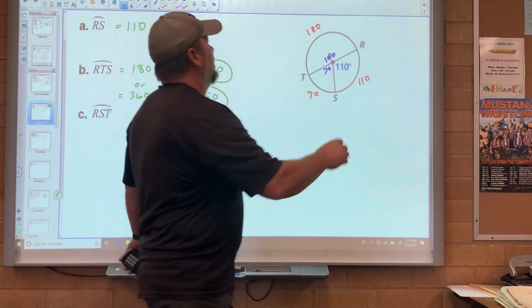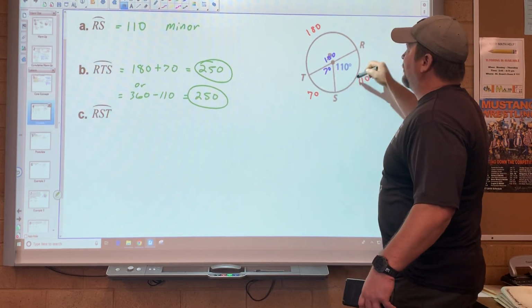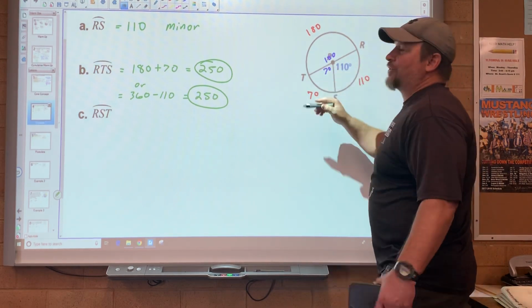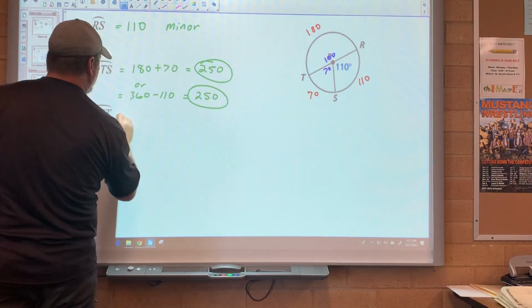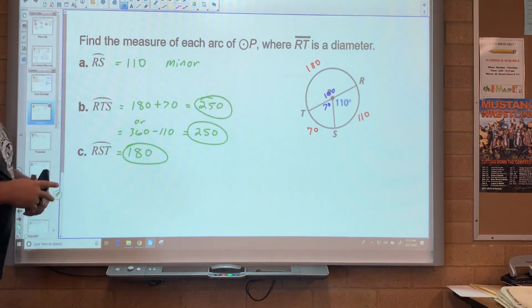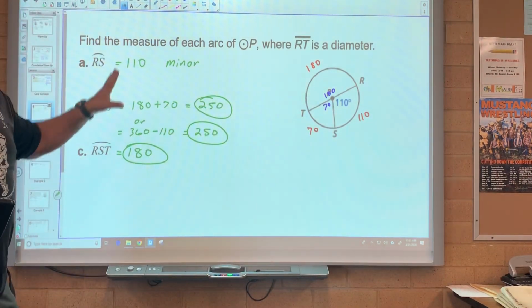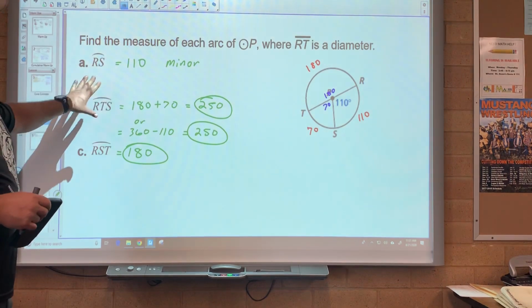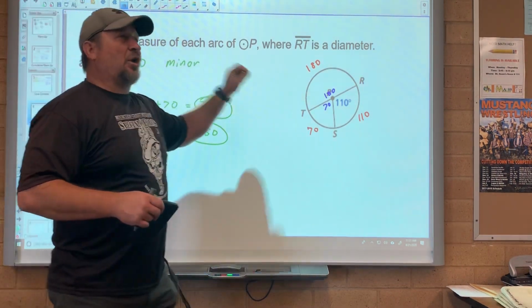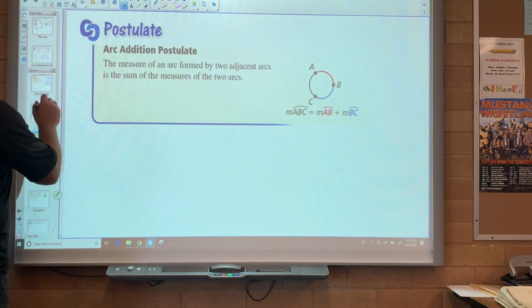All right, now let's do the last one. RS to T. So I want just these two. Well, we know that's half of a circle, so it's 180. Like I said, please solve the picture first, then try to answer your questions. Don't do it the other way around. Don't try to look at here and try to go there. Solve your picture, okay, you guys? All right, let's move on.